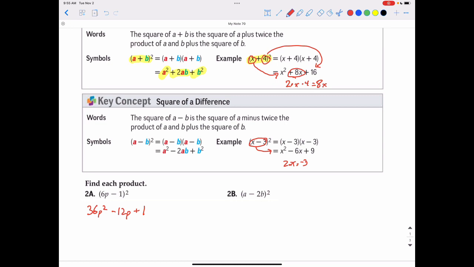And then 2b, we're going to do the shortcut method on that. So square the first term, so a squared. Take 2 times the first times the second. So 2 times a times negative 2b would be negative 4ab. And then square the last term, which would be positive 4b squared.